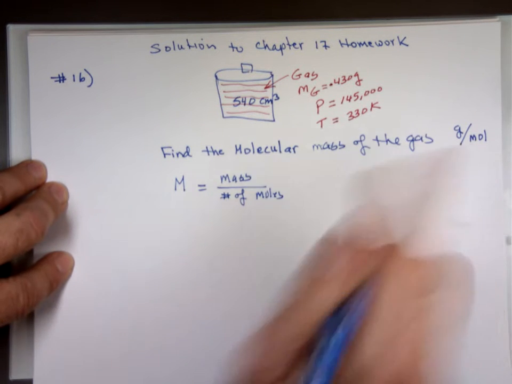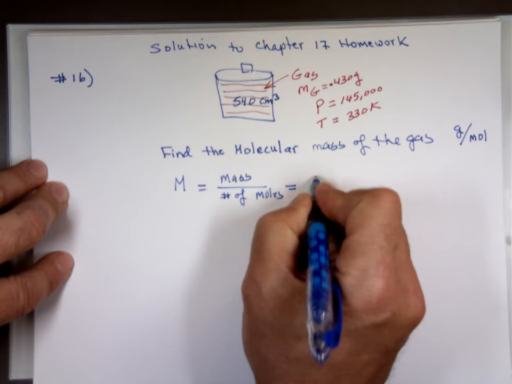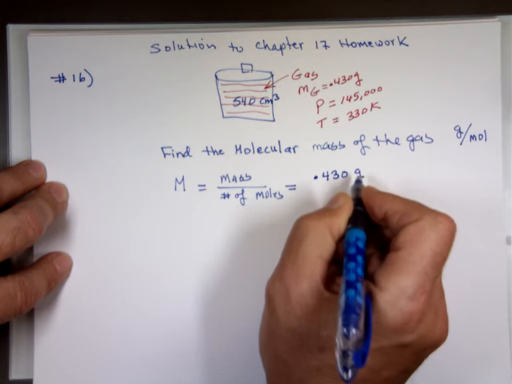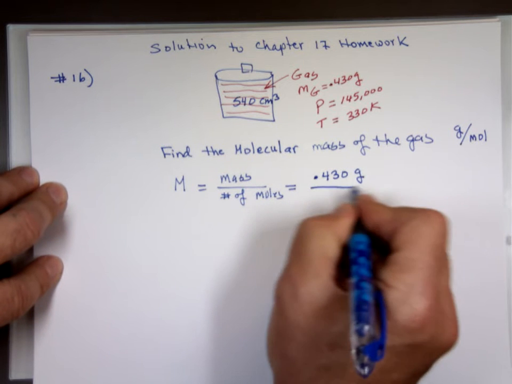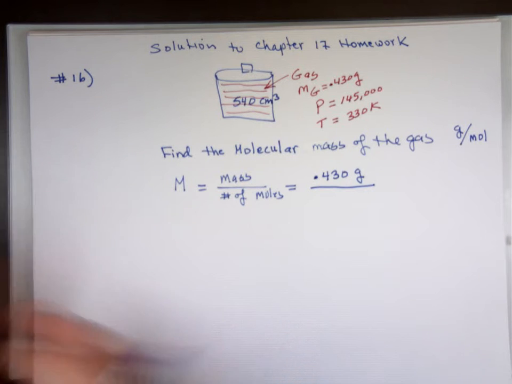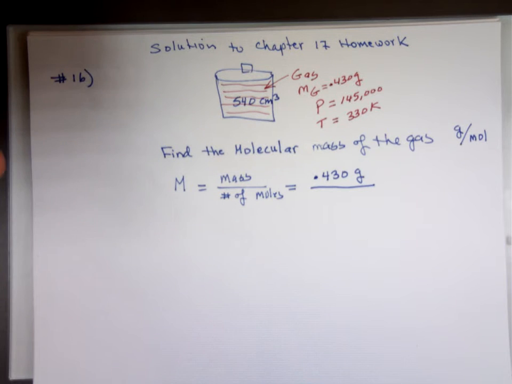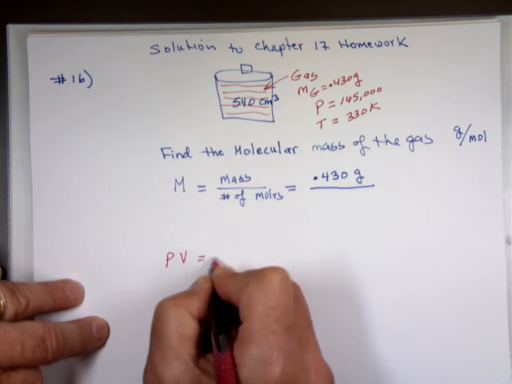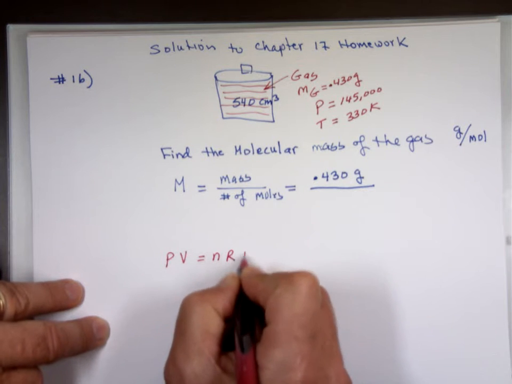Gram per mole. Well, we know what the mass is: 0.430 gram. So if I know the number of moles, I'm done. How do we find the number of moles? Well, we have an equation that says PV equals nRT.